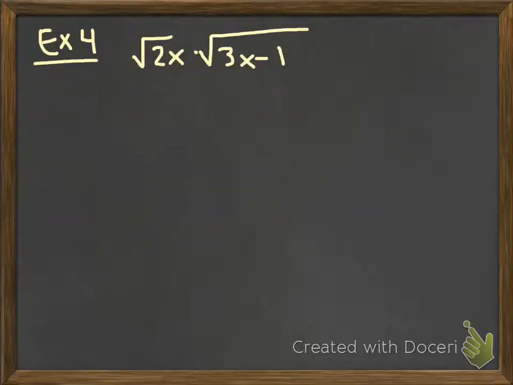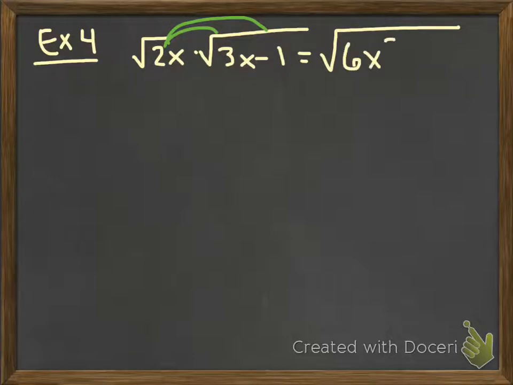Okay, example 4 is square root of 2x times square root of 3x minus 1. Okay, you're going to go ahead and multiply it. Let's see. Kind of doing distributive property. So this equals the square root of 2x times 3x is 6x squared minus 2x times 1 is 2.